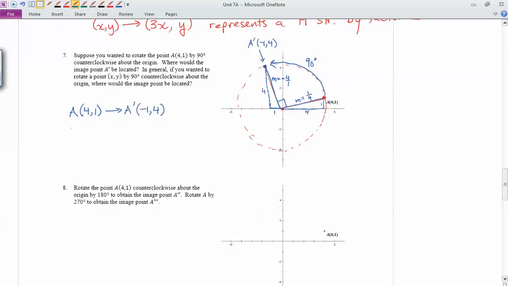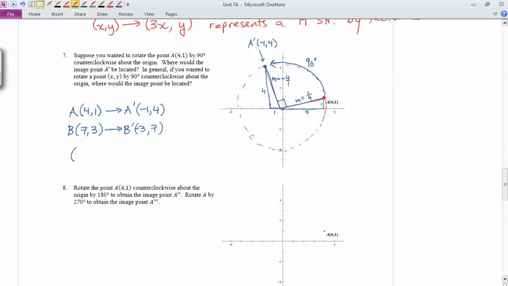So, let me make up another point. What do you think would happen to 7 comma 3? Well, notice the x and the y's kind of got switched here. So if I switch them, I get 3, 7. But then notice the 1 became negative. So the 3 in this case would become negative.